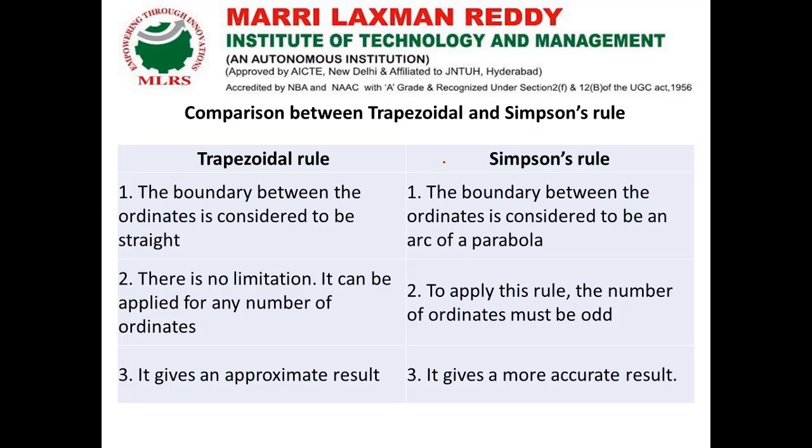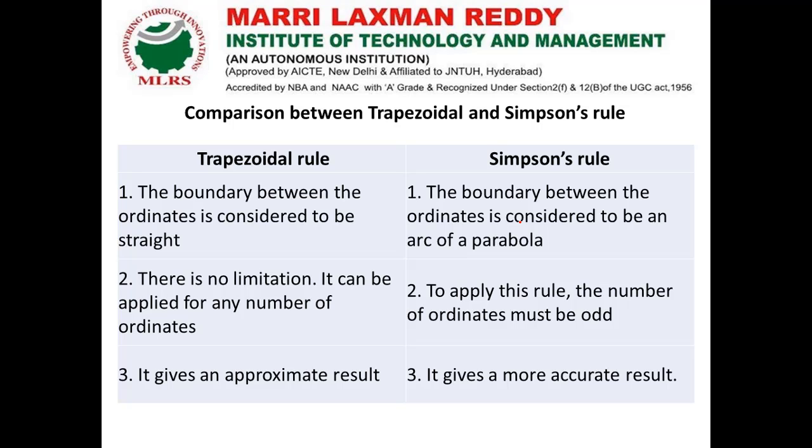So now we can move on to the comparison between trapezoidal rule and Simpson's rule. In the trapezoidal rule, the first point is that the boundary between the ordinates is considered to be straight, forming trapezoids. Under Simpson's rule, the boundary between the ordinates is considered to be an arc of a parabola. Next, the second point: in the trapezoidal rule there are no limitations. It can be applied for any number of ordinates.